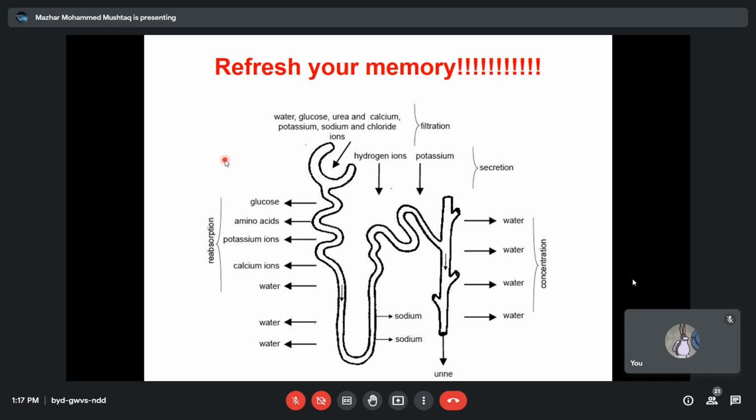Each of these parts has a very specific function to perform, and you have learned all of it in the first year in 1.3: how the nephron is functioning, what the different parts are, and what is actually happening at each part, the specific function. So this is only to refresh your memory, and I'm not going to go into the details here again. You can revise your 1.3 back at home.